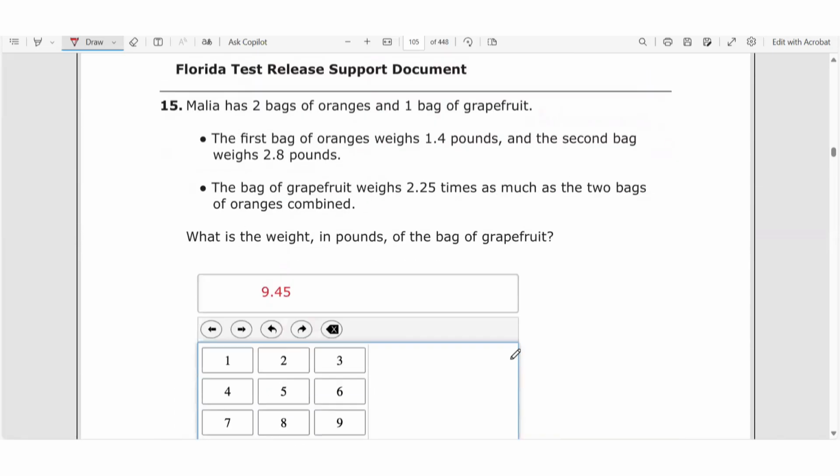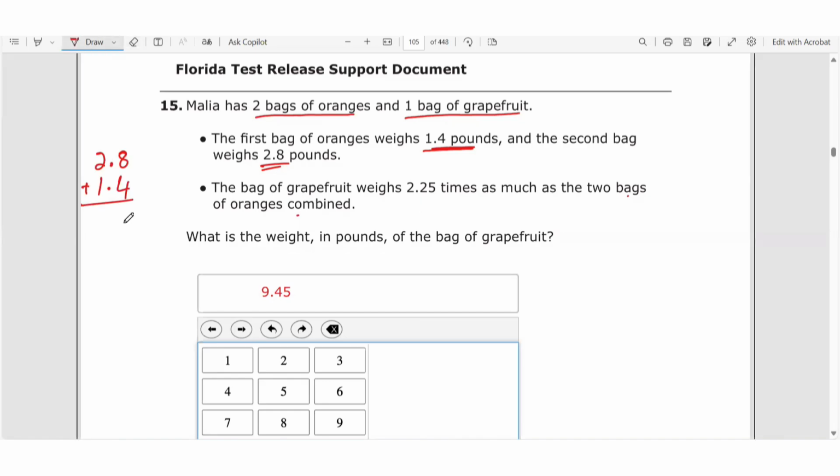So it says, Miley has 2 bags of oranges and 1 bag of grapes. So we have 2 bags of oranges, we have 1 bag of grapes. The first bag of oranges weighs 1.4 pounds and the second bag weighs 2.8, okay? The weight of the grapes is 2.2 times as much as the bags of oranges combined. Okay, so the question is, what is the weight of the grapes?